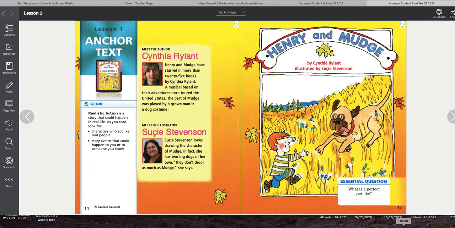I just want to read through Henry and Mudge very quickly so that we have it right in our brains before we take the comprehension part of the test in Seesaw this morning, okay? So let me stick these back in here. You're turning to pages 14 and 15 in your hard reading book if you're using your hard reading book to follow along.